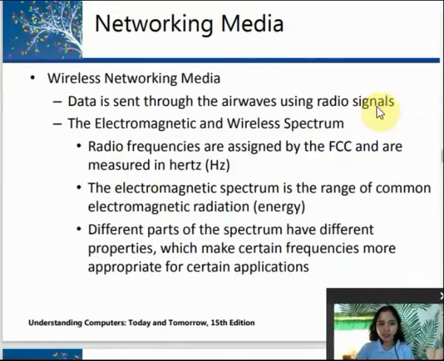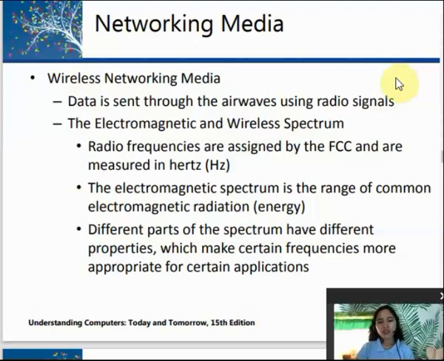So, wireless networks, on the other hand, typically send messages through the air in the form of radio signals, and they typically use frequencies in the radio frequency band of the electromagnetic spectrum. Again, it uses radio frequencies.